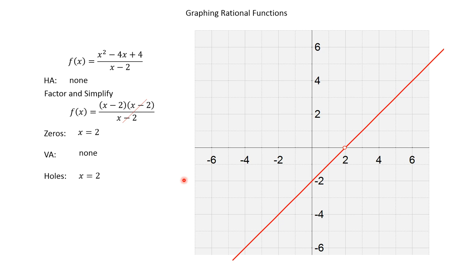Anyway, this is the type of stuff you're doing. We're looking at transforming the functions from the parent function y equals 1 over x. And then we're looking at graphing them by finding the horizontal asymptotes, which, if you notice, is a lot easier than what it looks like from the steps. And then we factor and simplify. And then from there, we can find the zeros, the vertical asymptotes, and the holes, which is stuff that we've already really been doing. We just didn't know there were zeros, vertical asymptotes, and holes. And then we can graph it. And so this is what we're doing.